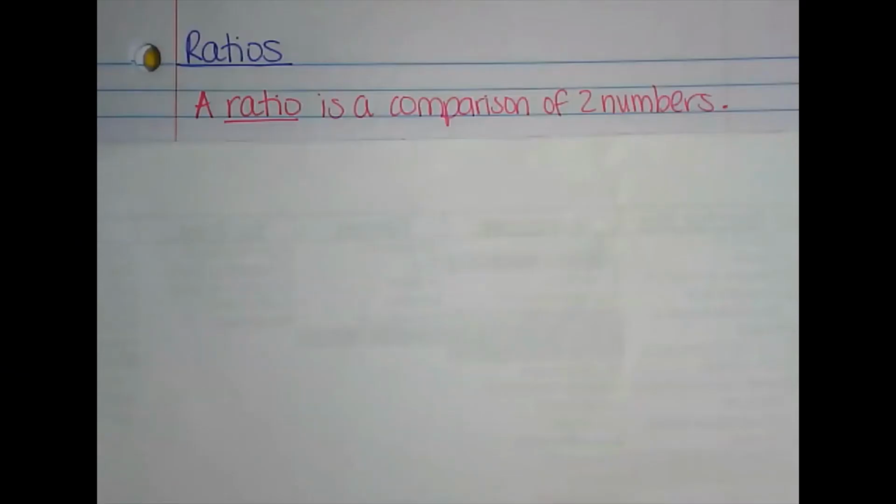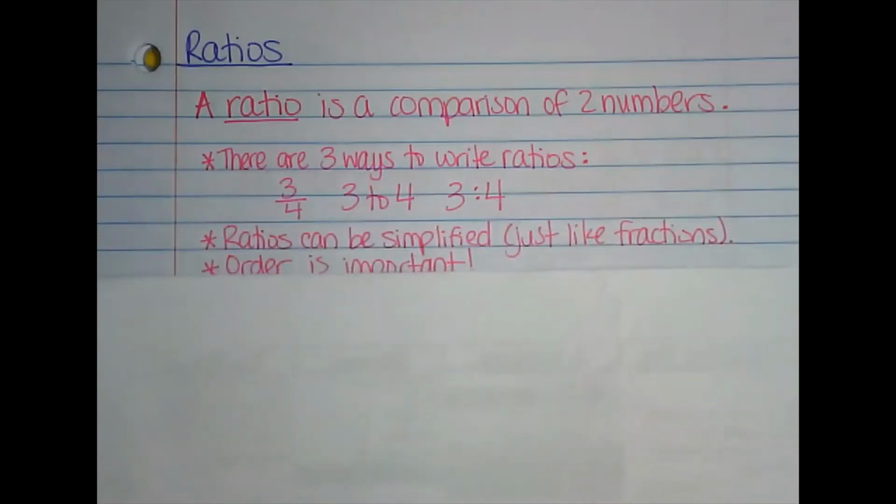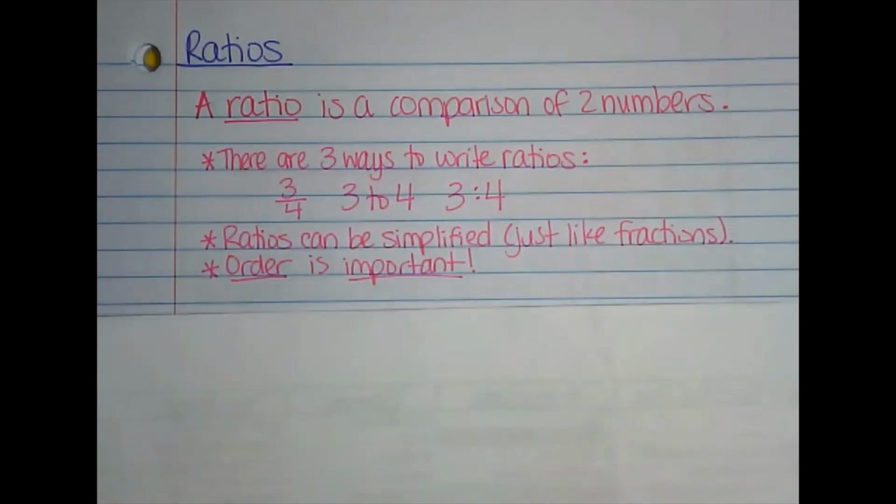So first of all, what is a ratio? A ratio is a comparison of two numbers. Alright, now there are some important things to know about ratios. One of those things is that there are three different ways to write a ratio.